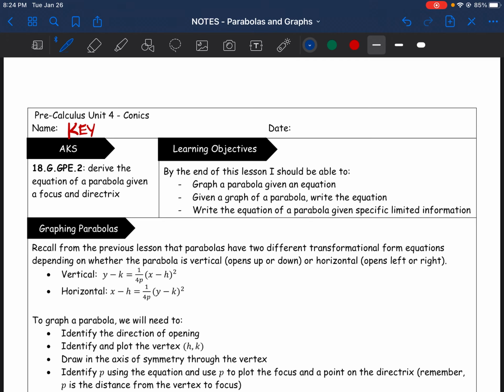So recall from the previous lesson that parabolas have two different transformational form equations depending on whether the parabola is vertical, which means it opens up or down, or horizontal, which means it opens left or right. And here on the notes you can see those two equations.